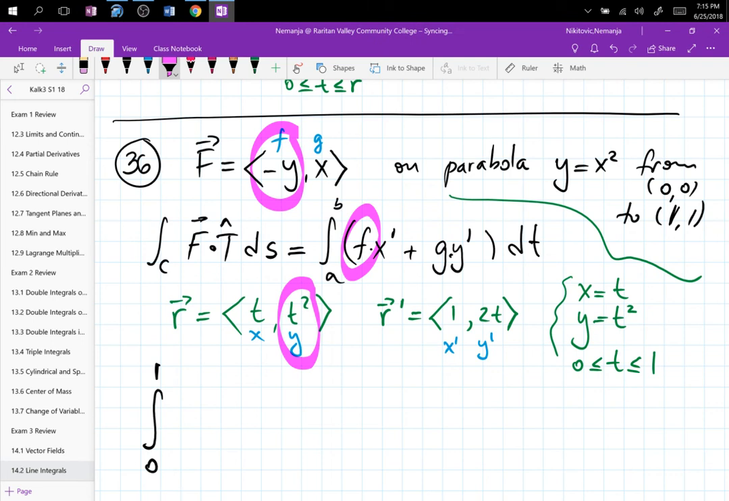I can't see any f's, any x's, any y's. Everything has to be in terms of t. So I'll do this one more time. This is the formula. This is where we start. So I need to plug in f first. Great. What's f? Well, f is negative y. Wait, what's y? Oh yeah, y is t squared. So what do I put? I put negative t squared.